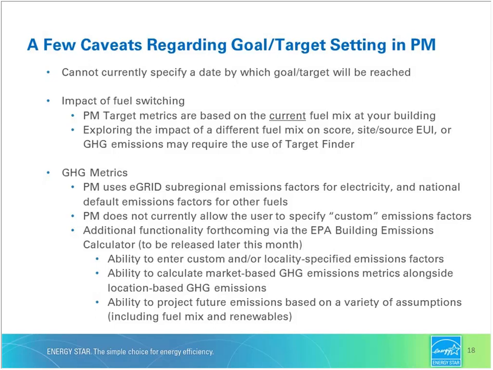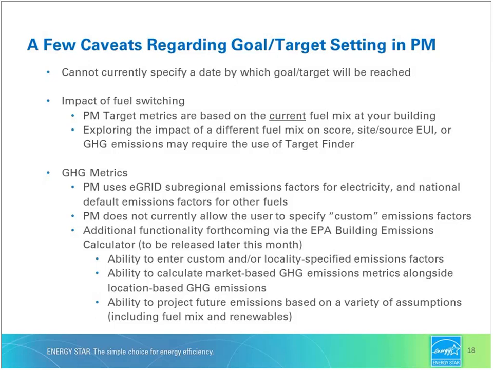So at present, when Portfolio Manager is calculating your greenhouse gas emissions, it's doing so using what would be referred to in the greenhouse gas inventory world as a location-based approach to greenhouse gas emissions. It is using sub-regional emissions factors for electricity and national default emissions factors for all other fuels. So what does this mean?